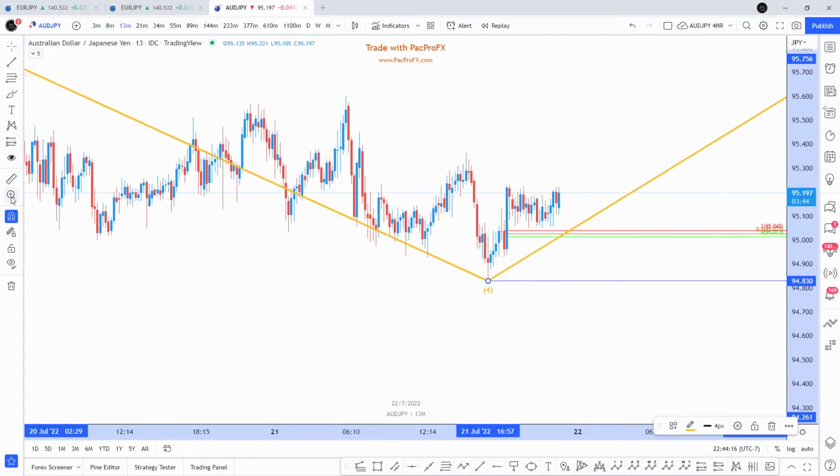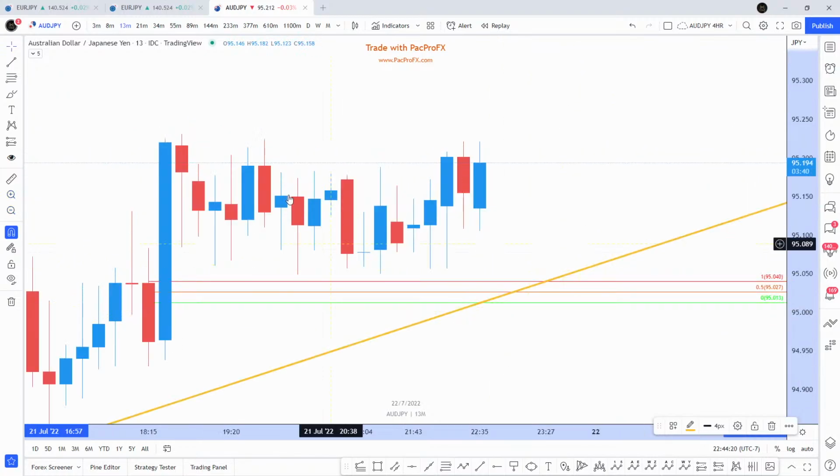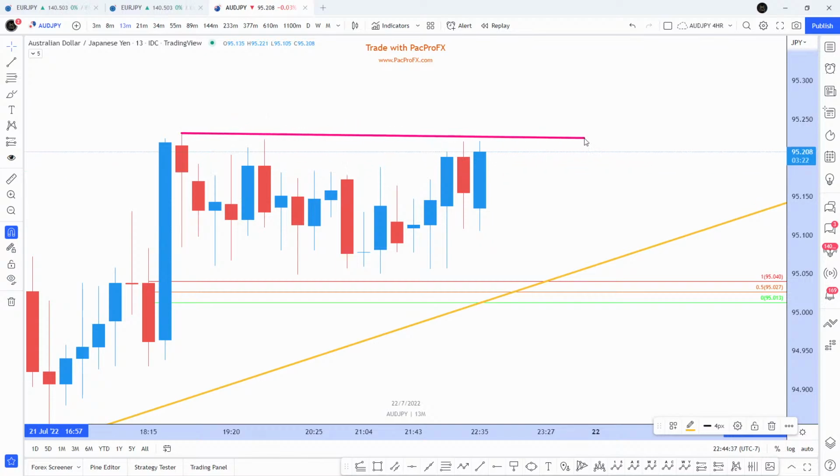Okay, so let's go back over to the Australia JPY. Just want to show you guys. This keeps bobbing up back and forth, but again, I'm waiting for it to break structure. And not only break it, but I need it to basically break it and close above that level.